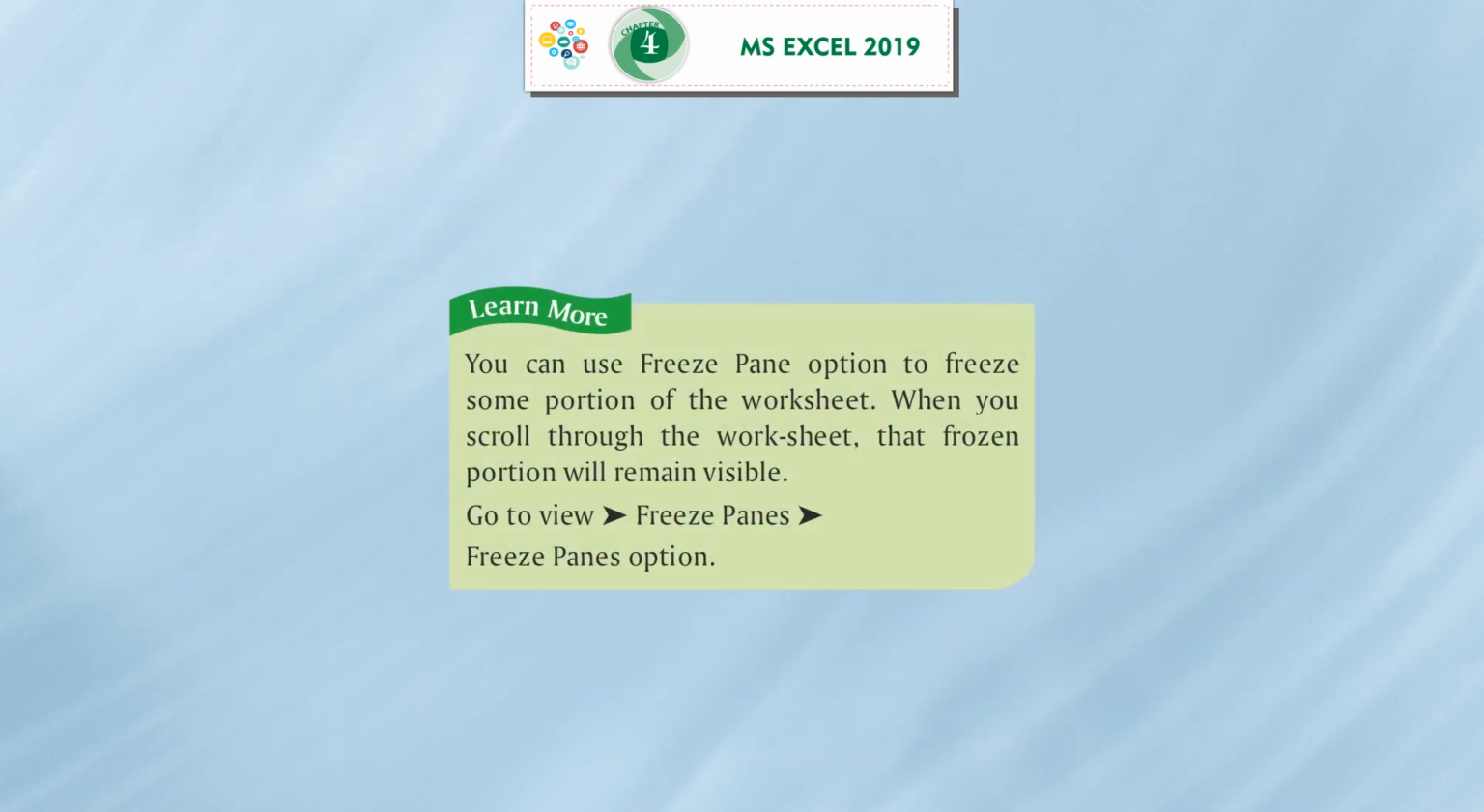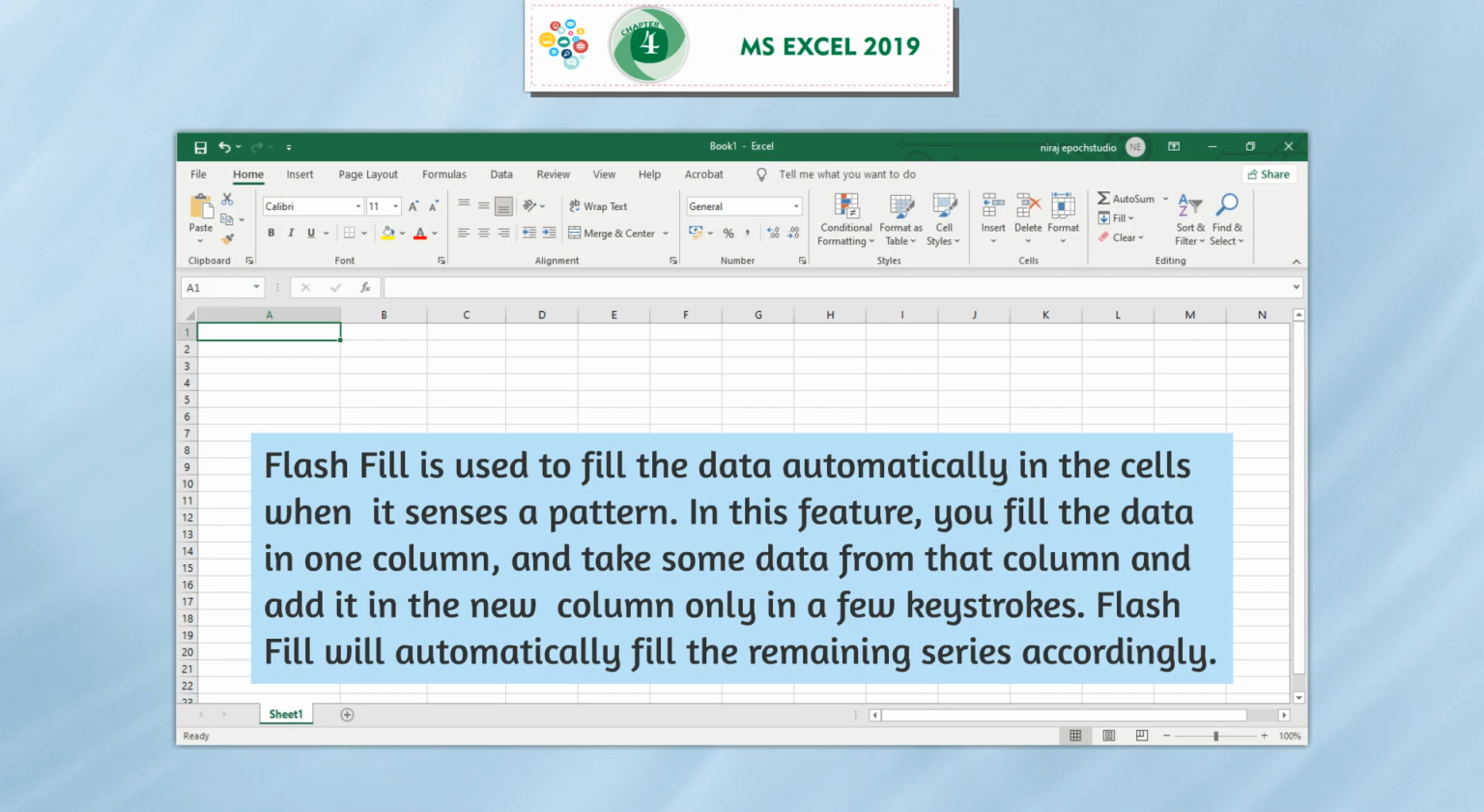Learn more. You can use Freeze Pane option to freeze some portion of the worksheet. When you scroll through the worksheet, that frozen portion will remain visible. Go to View, Freeze Panes option. Flash Fill. Flash Fill is used to fill the data automatically in the cells when it senses a pattern.